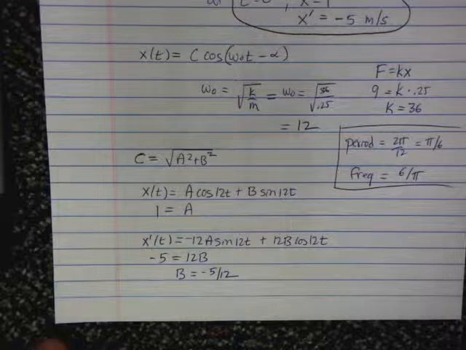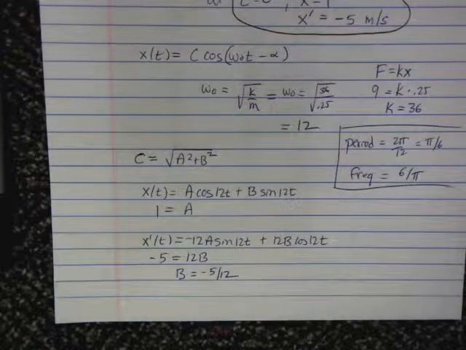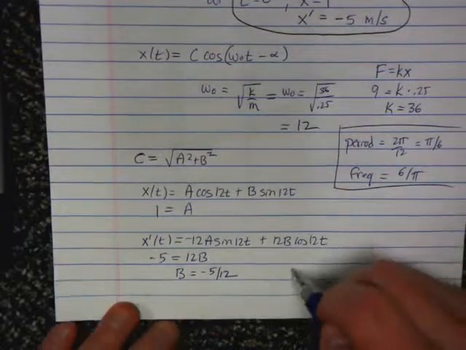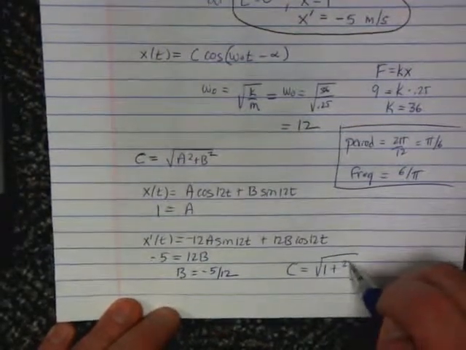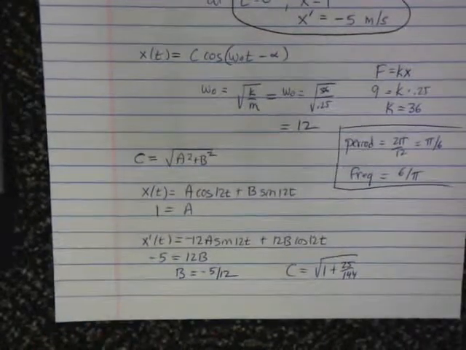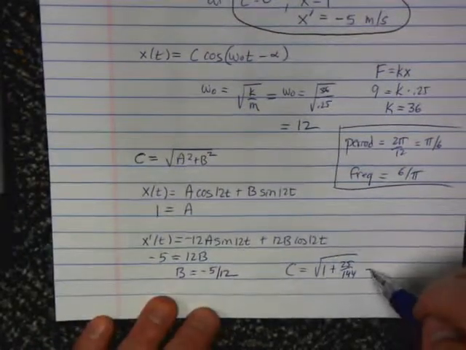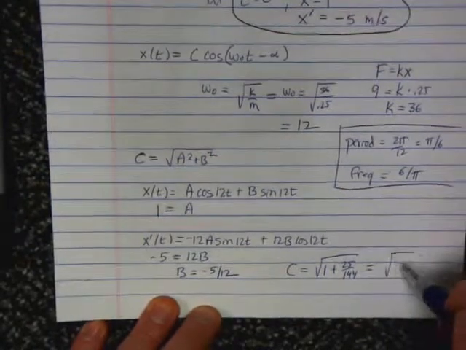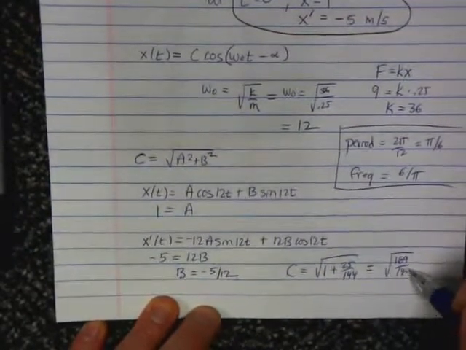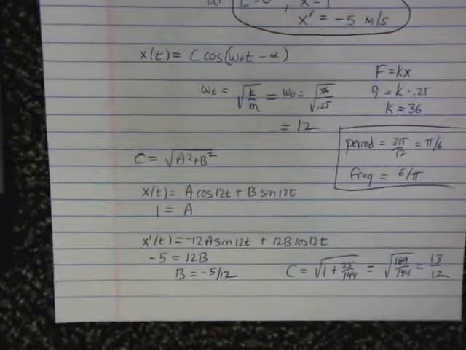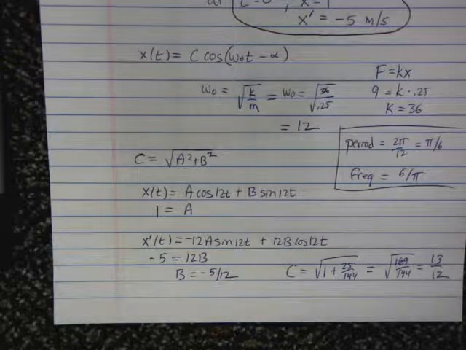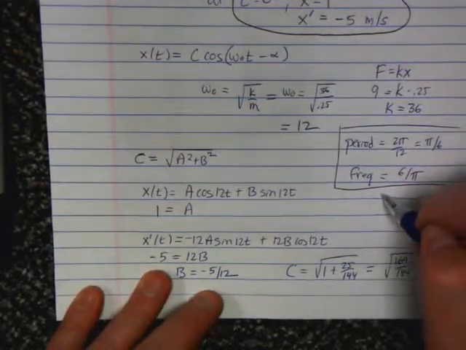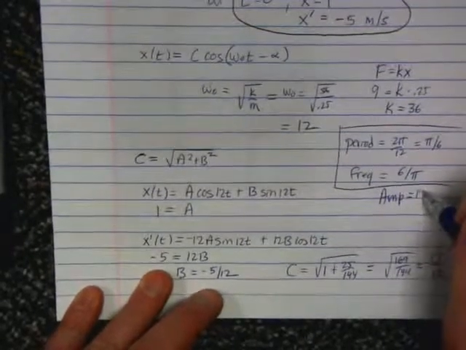All right, so now we can find C. C is the square root of 1 plus 25 over 144, which is the square root of 169 over 144, which is 13/12. And did part B ask me to find the amplitude? Well, there it is. Amplitude is 13/12.